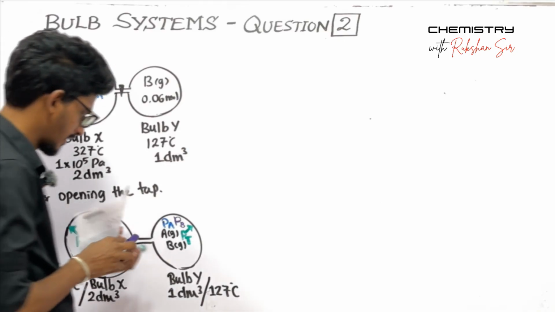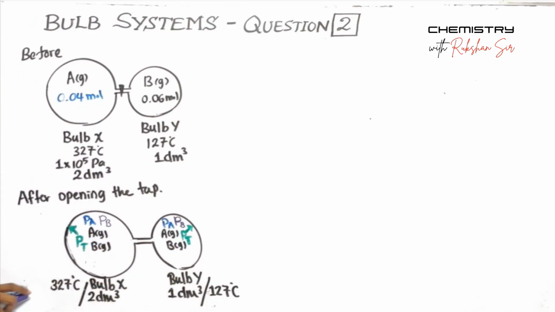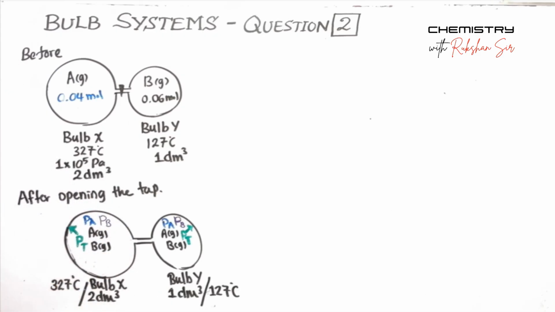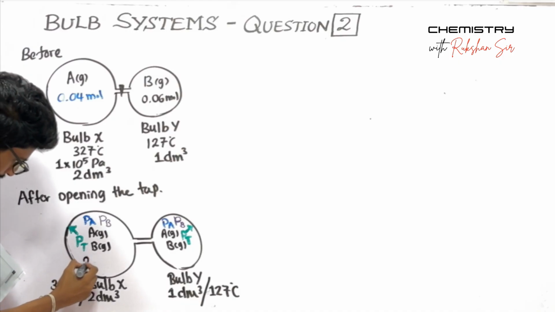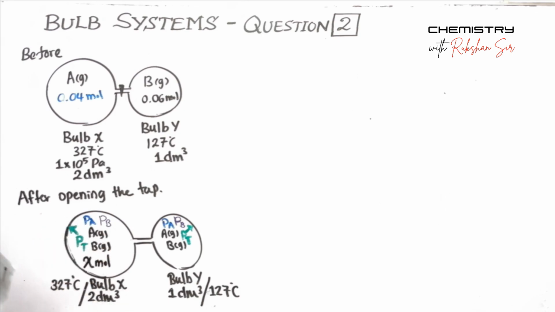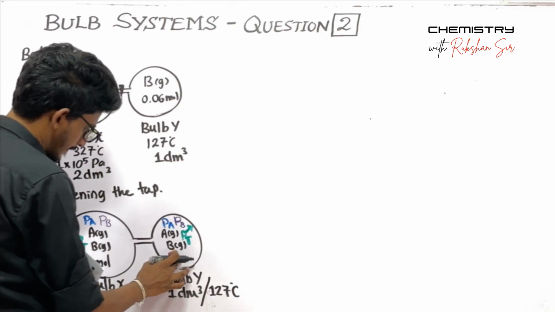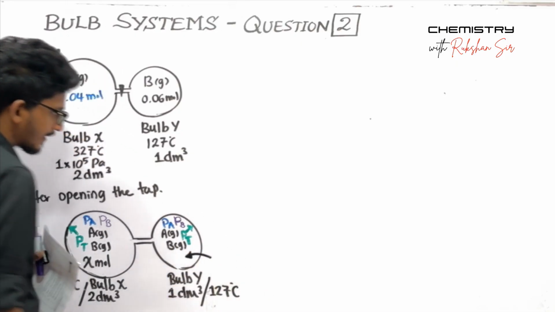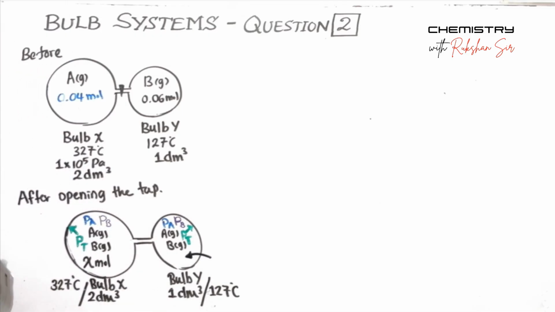So what will happen? If you take the number of moles of total gas available here as x moles, then the total moles of gas available in the other bulb would be n total minus x.